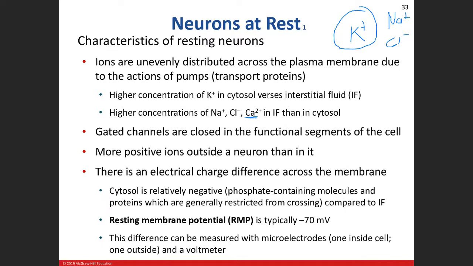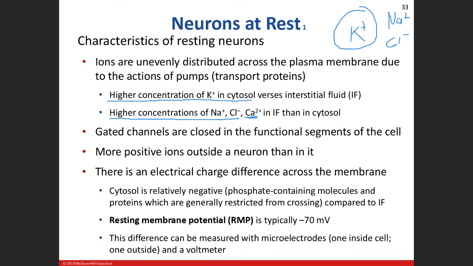Okay? So when the cell is at rest, that is our normal distribution. Potassium inside, sodium chloride outside, banana in the ocean. Okay? But what maintains this chemical gradient are those pumps and leak channels. They're making sure that sodium stays outside the cell, and at the same time that potassium stays inside the cell. So that's what happens. We have a higher concentration of potassium in the cytosol and a higher concentration of sodium and chloride in the interstitial fluid. Okay? Keep that in mind.